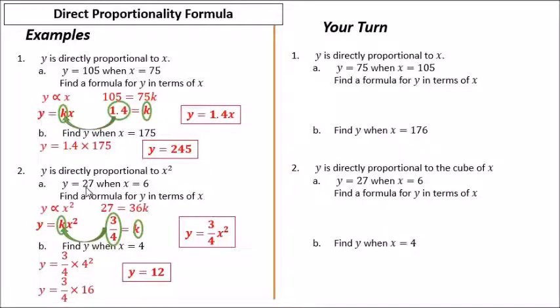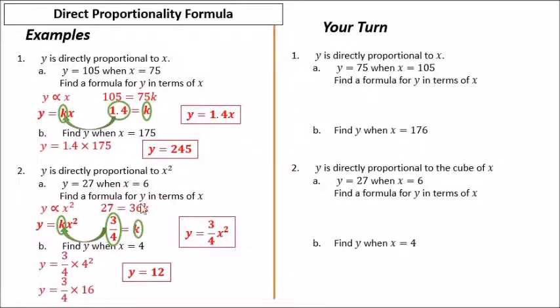In this specific case, when y is 27, x is equal to 6. So we could replace the y with 27. We can replace the x with 6. When we replace the x with 6, x squared becomes 6 squared, which is 36. So we end up with 27 equals 36k.